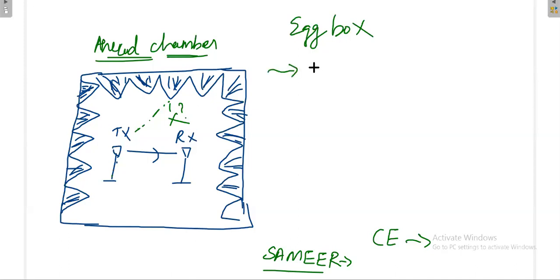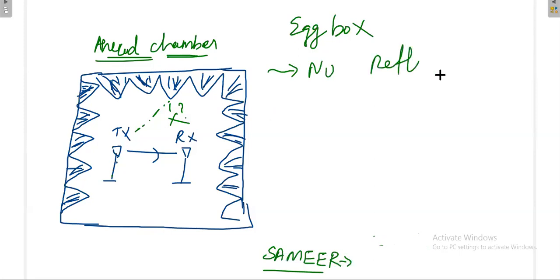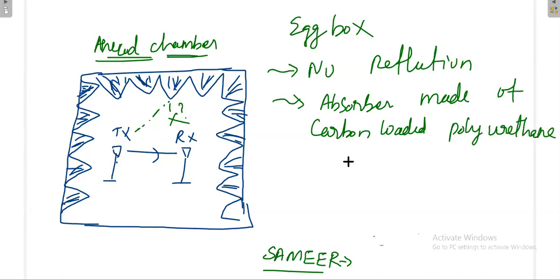So in the case of an anechoic chamber, there is no reflection. That's the main idea. The material is made of carbon loaded polyurethane. This is called an absorber, an EM wave absorber, made of carbon loaded polyurethane. And I already told you what an anechoic chamber is. It is the simulation of a free space environment inside a building, in an indoor environment. Next I'll go to the microwave engineering basics.